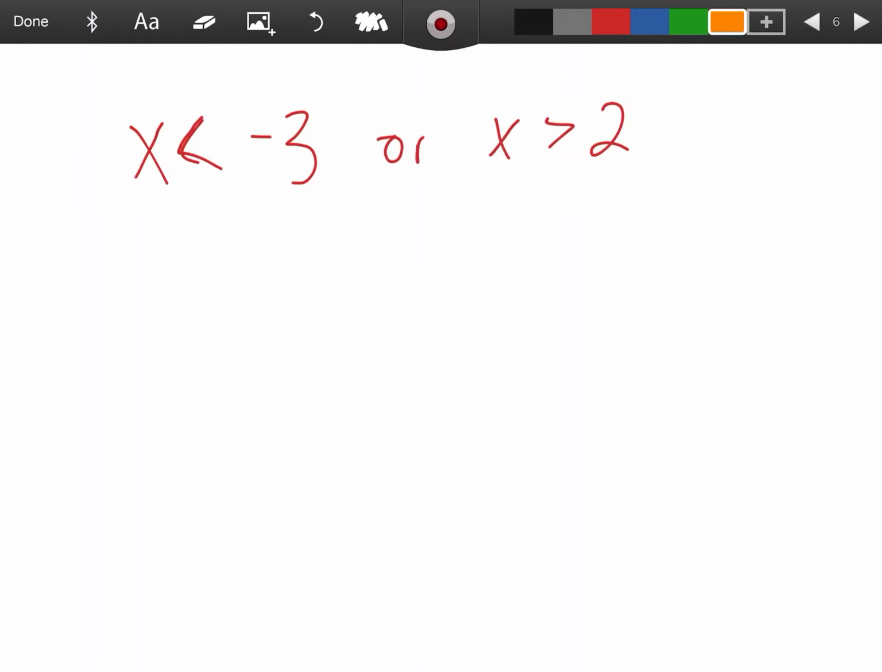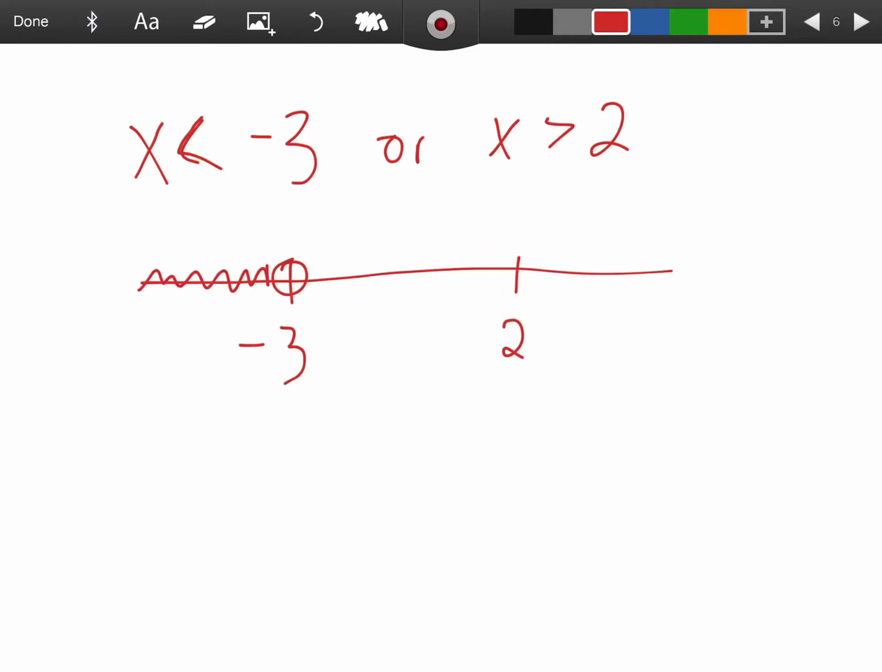Let's look at this example here. X is less than -3 or x is greater than 2. Well, if I threw this on a number line, right? Here's my -3 here. Here's 2 here. I have an open circle and then to the left. I have an open circle and then to the right.